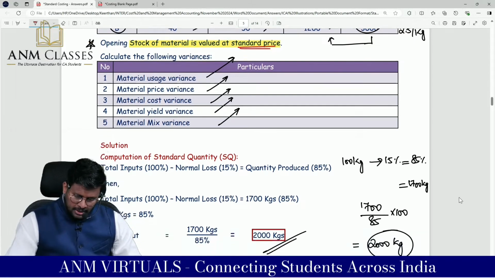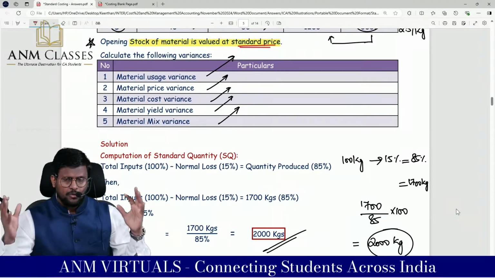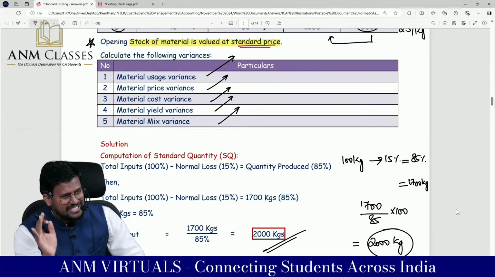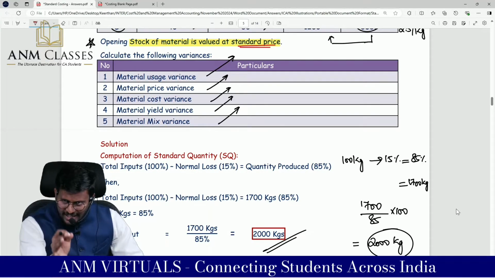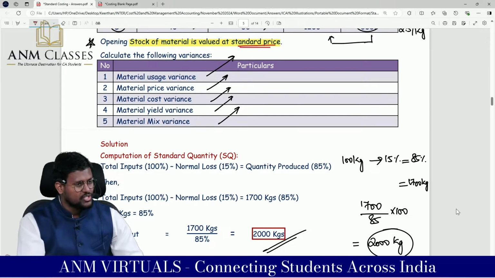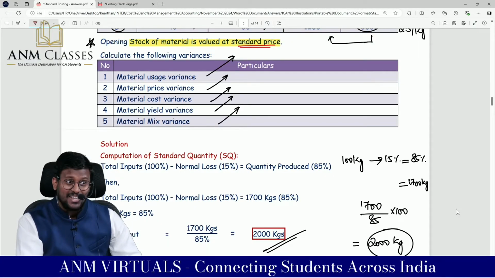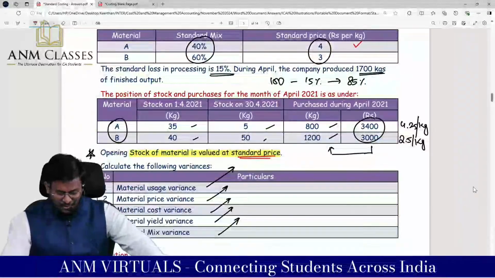Comfortable? Here you may go wrong. If you have gone wrong, that is the biggest asset of this question. If you tried and went wrong, when you redo this question you will never go wrong, because you will be very careful. Correct? Fine, fantastic to the core.